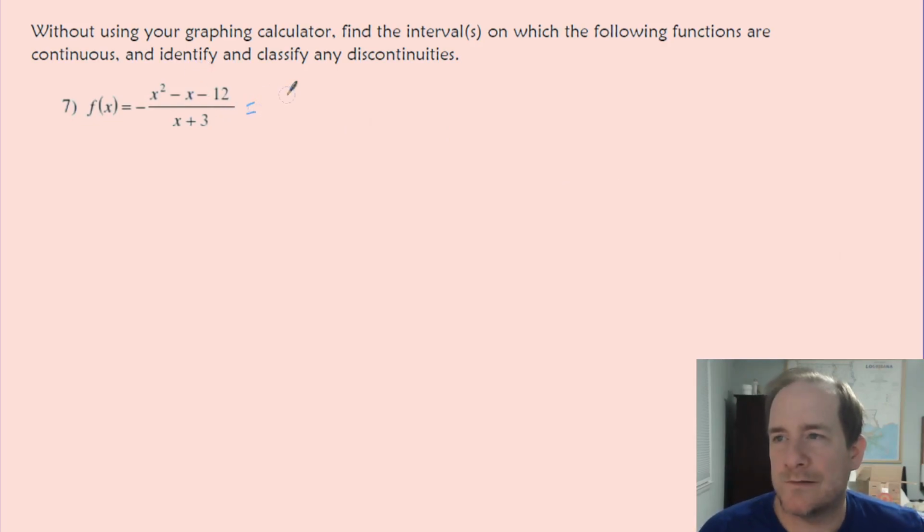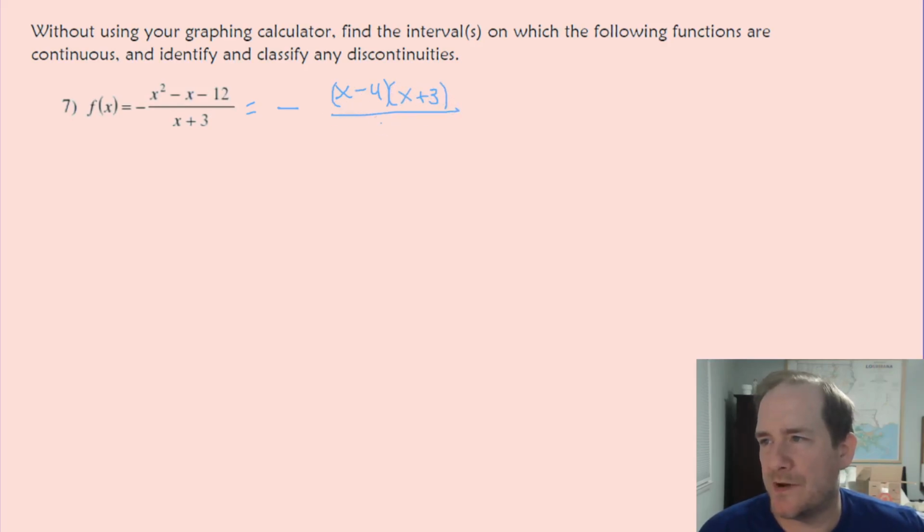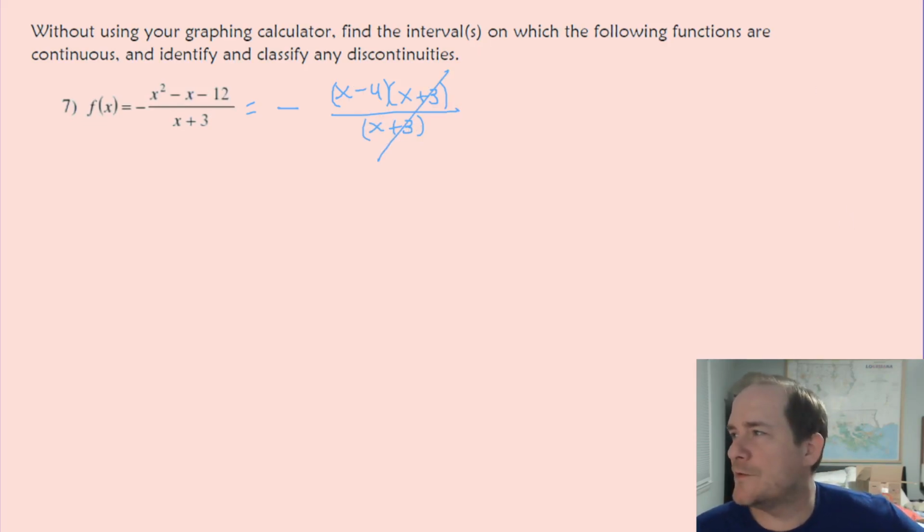Where are we? I would factor this. We get negative x minus 4 times x plus 3. You guys should probably be reaching for the fast forward button, because this is now very, very much like one we already did. Those factors cancel, so I get a removable discontinuity.